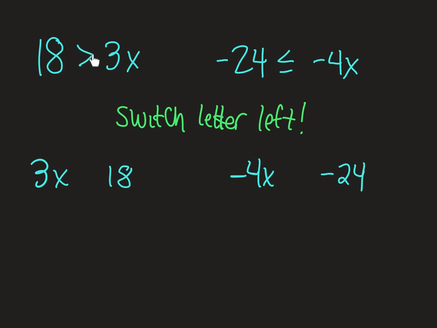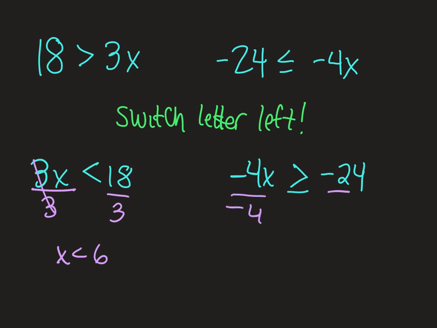Now remember, if it's eating the 18, it's still got to be eating the 18. If it's eating, yum, yum, yum, the -4x, it's still got to be eating the -4x. Then I come down here and I solve. I'm dividing by 3. X is less than 6. I'm dividing by -4. Oh, wait. This is a switch again.